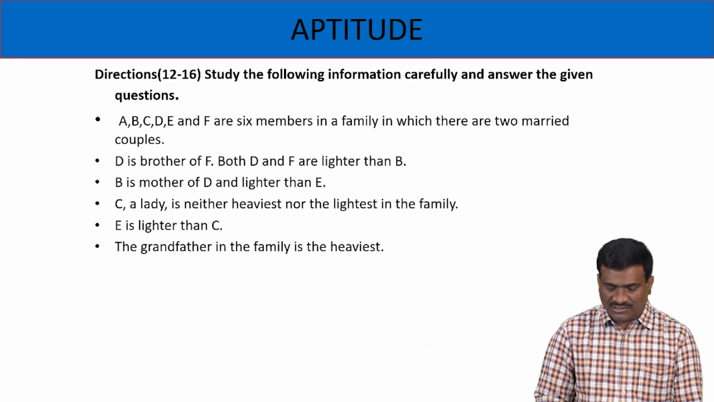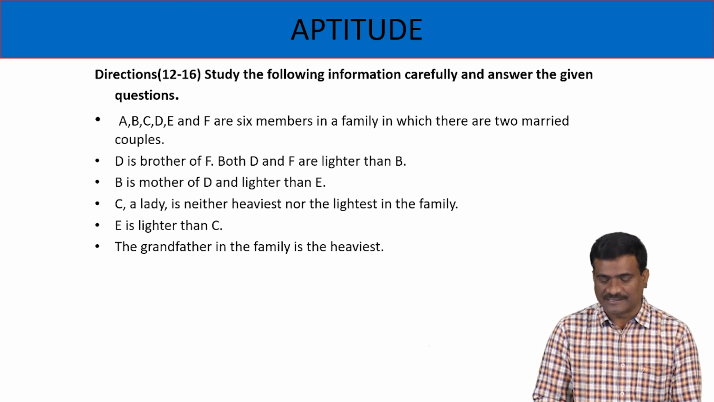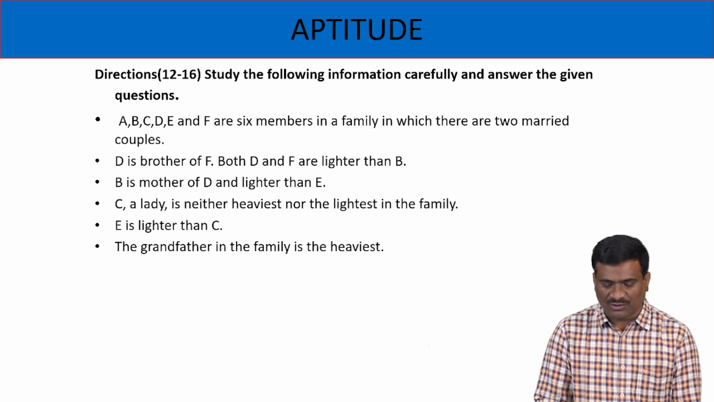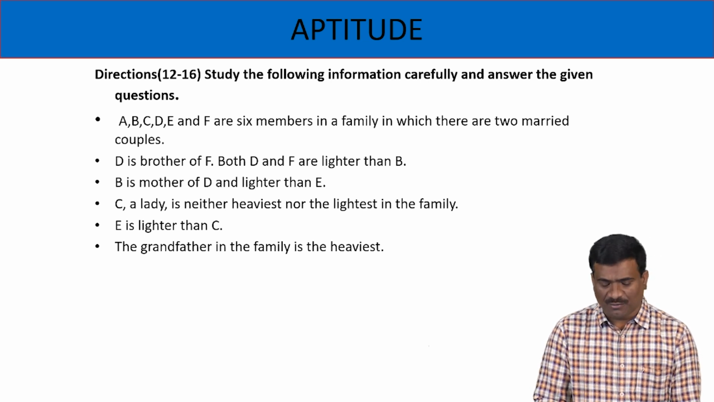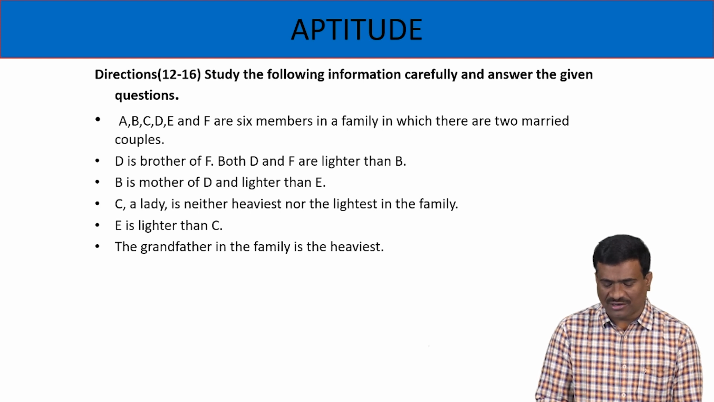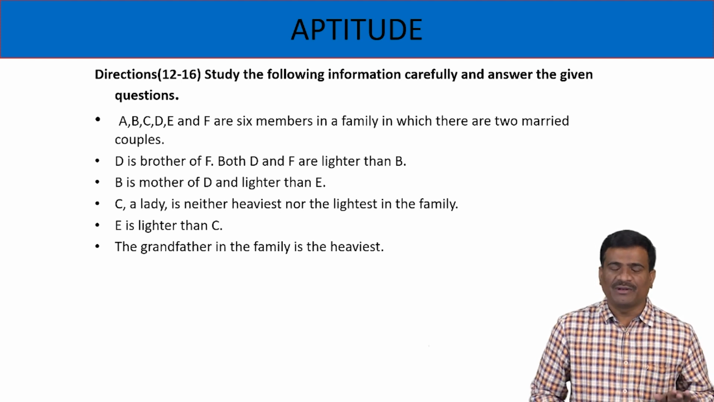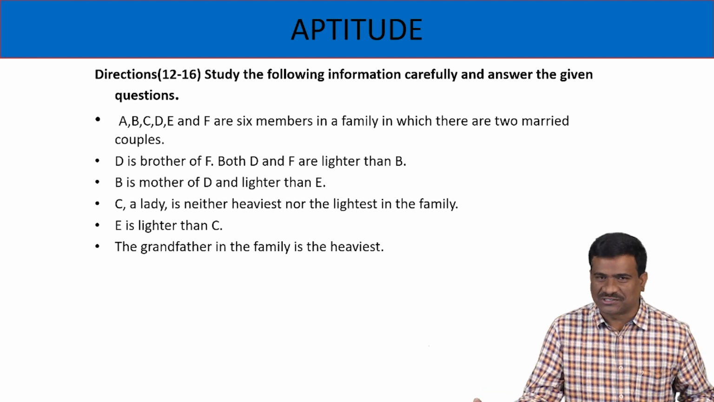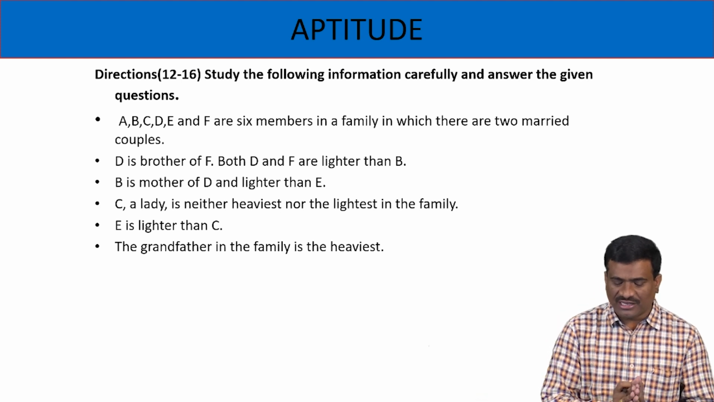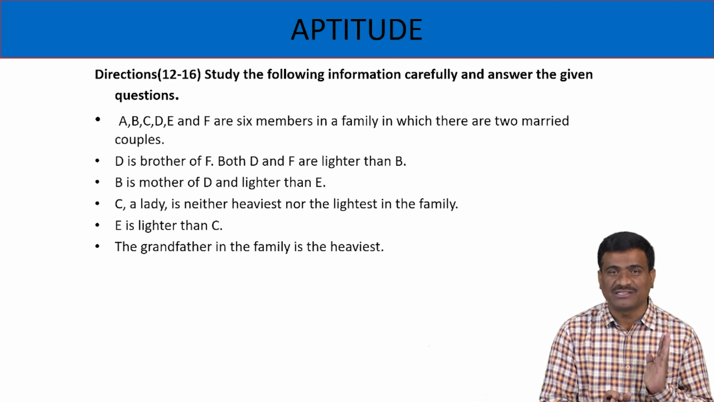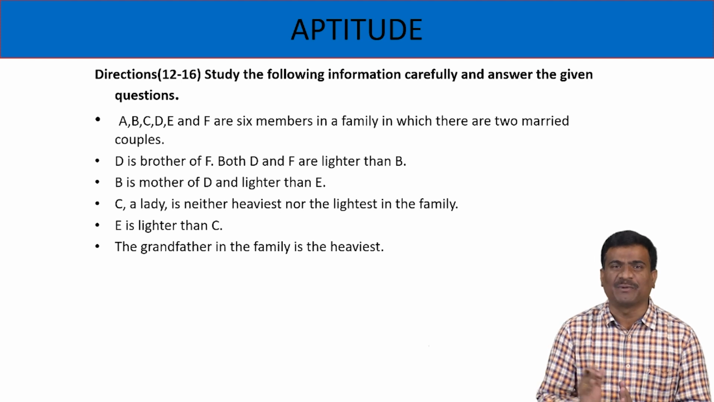Next, questions 12 to 16, puzzle test. Study the following information carefully and answer the given questions. Statement number 1. A, B, C, D, E and F are 6 members in a family in which there are 2 married couples. D is the father of F and both D and F are lighter than B. It is a family and also height or weight. Here there are 2 cases, one is relation, one is comparison test.